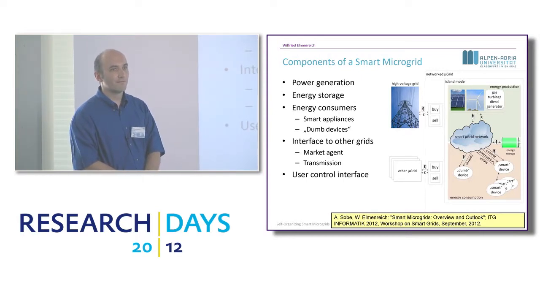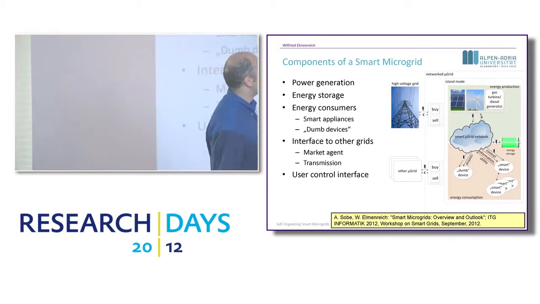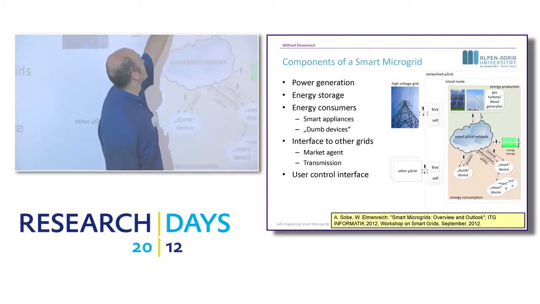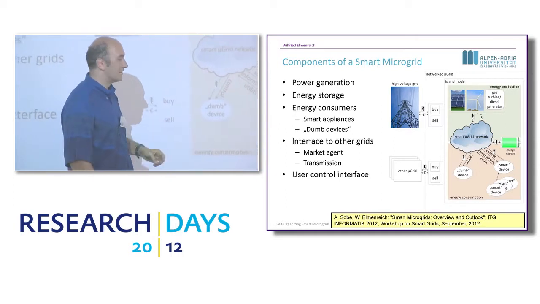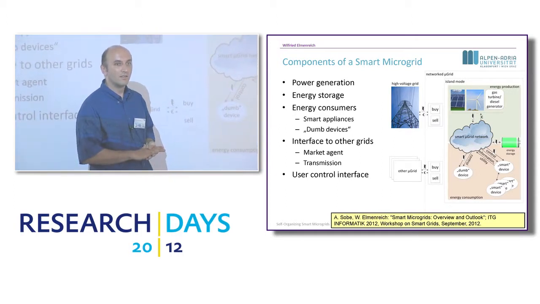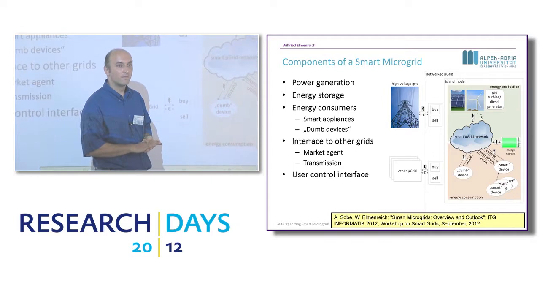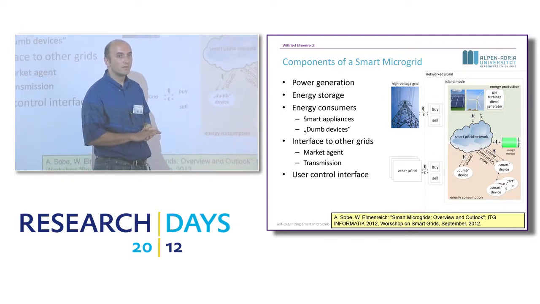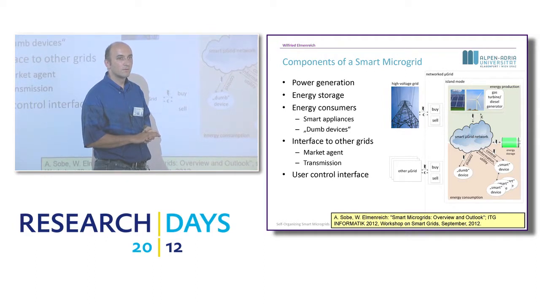Where do you draw the border around the microgrid? I did it here with this shaded area. Logically, what is part of the smart grid? What is not part? What is part of the microgrid? What is not part of the microgrid? What is the overlaying grid and stuff like this?